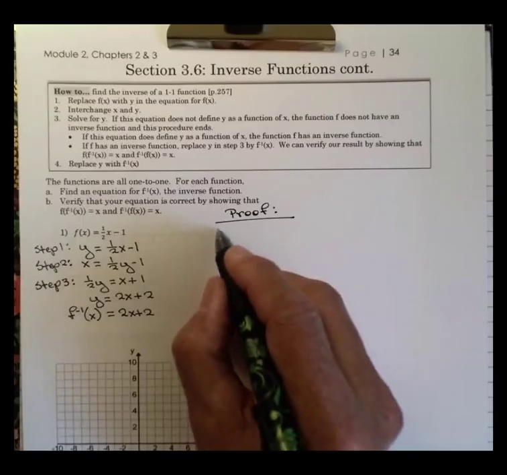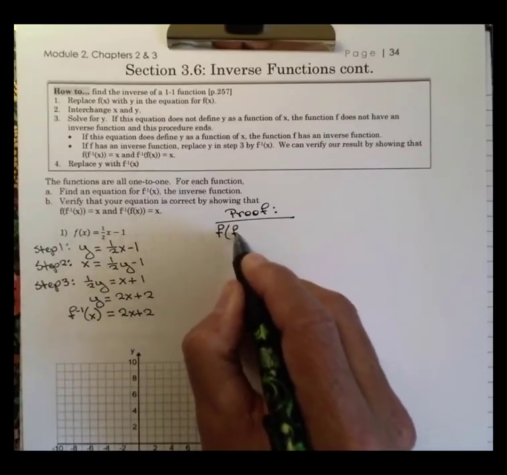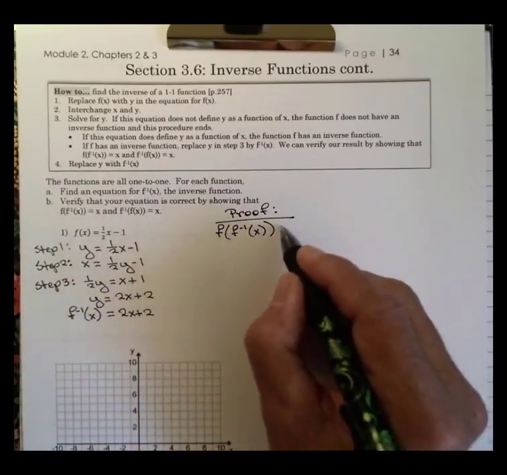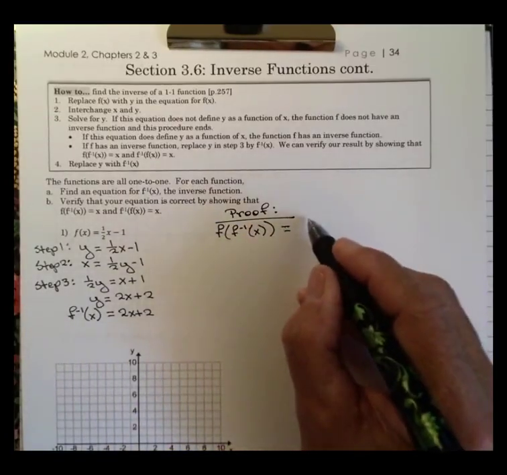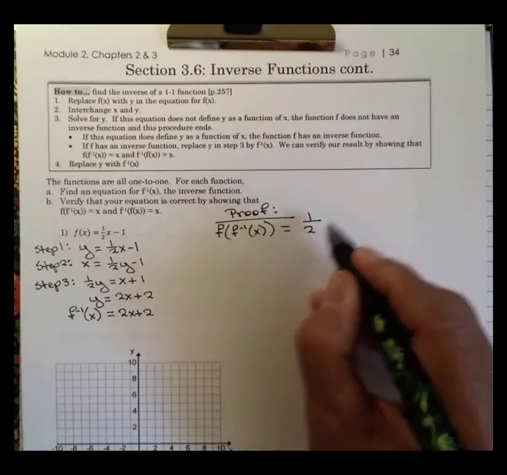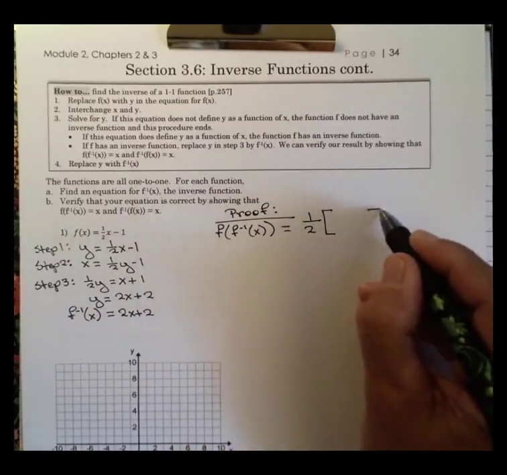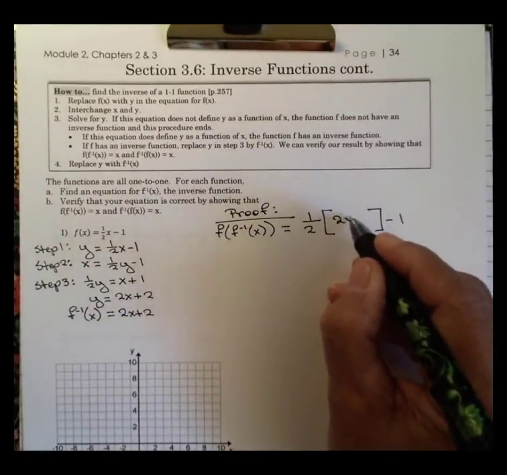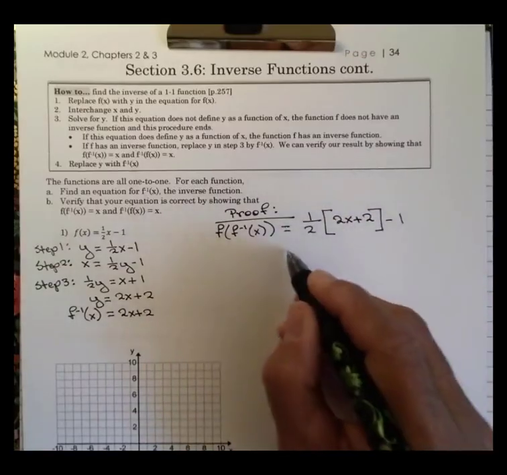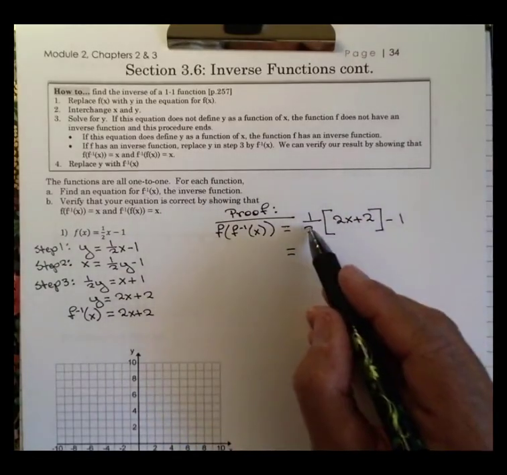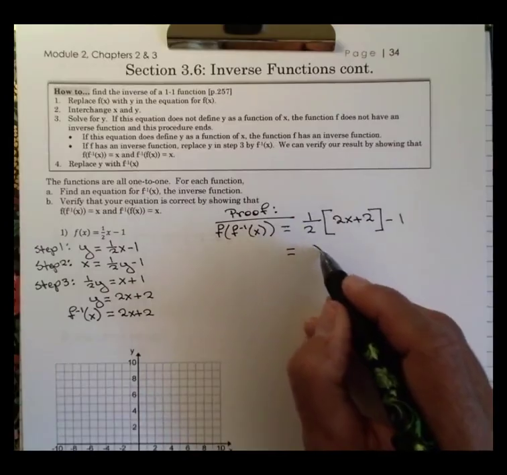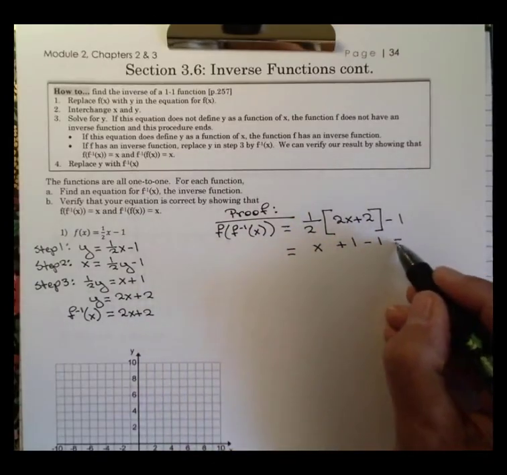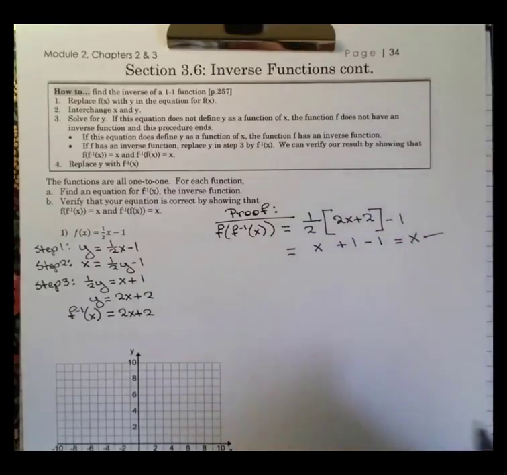I'm going to do the composition. I'm going to say f of the inverse of x. This one is going to take the f of x function, and where it had an x in it, I'm going to insert my inverse function and see if it solves and it becomes x. So when I say 1/2 times 2x, I just get x. 1/2 times 2 is plus 1, and then this is minus 1, and of course that does come out equal to x, so that part checks.